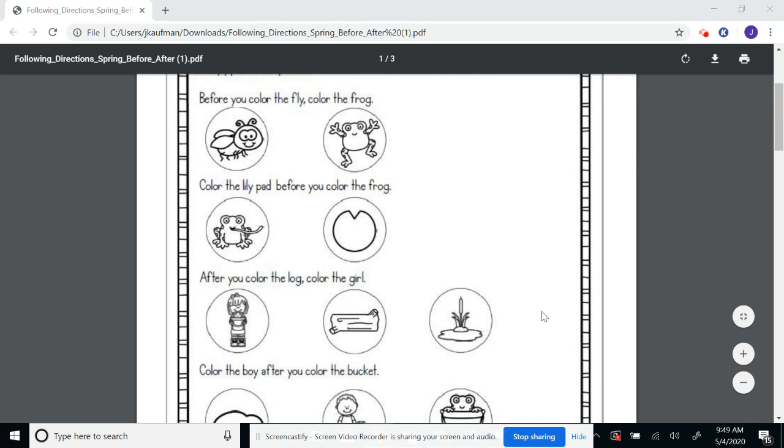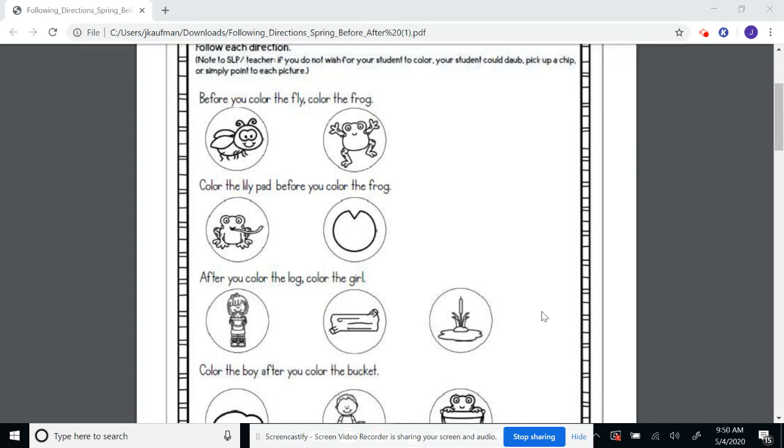Now let's talk about an after direction. After you color the log, color the girl. What does the word after mean? That's right, after means it's the last thing that you do. So when we're looking at the direction, we can split it in two. So it says after you color the log, color the girl.